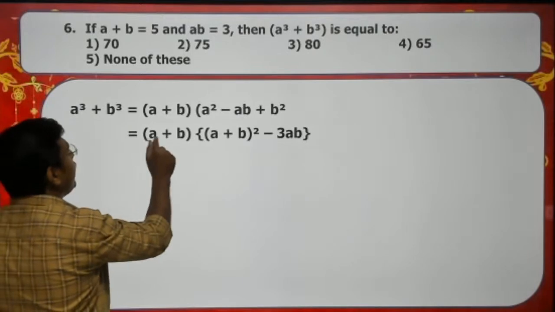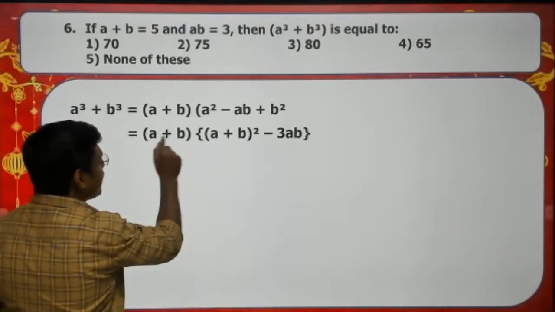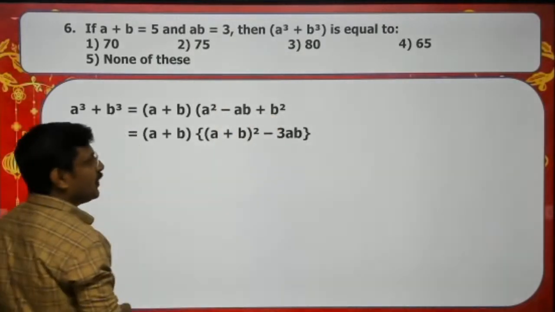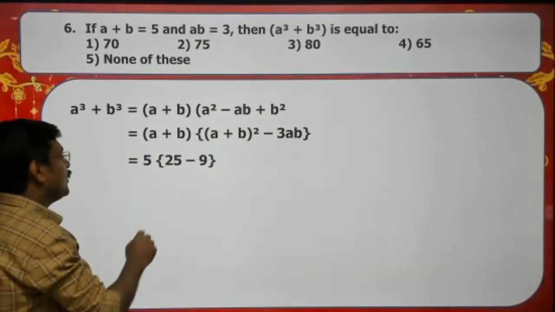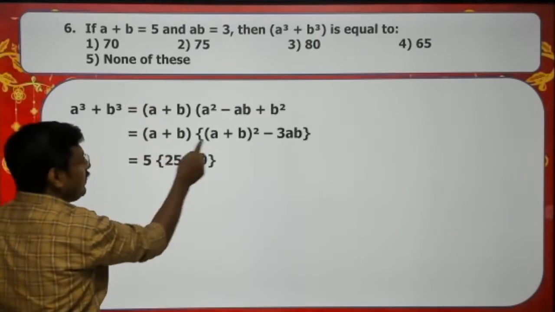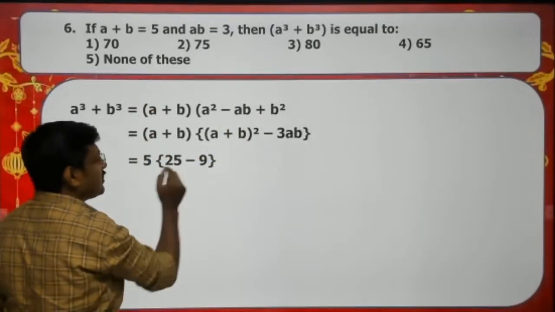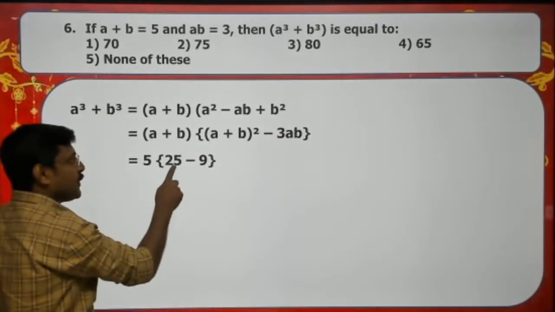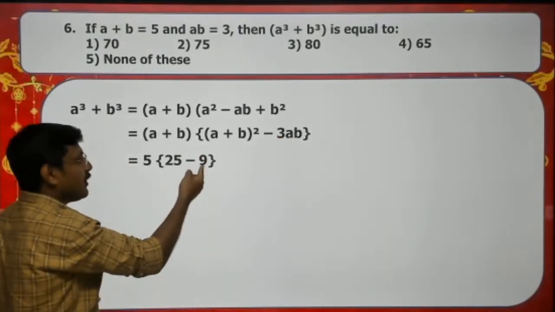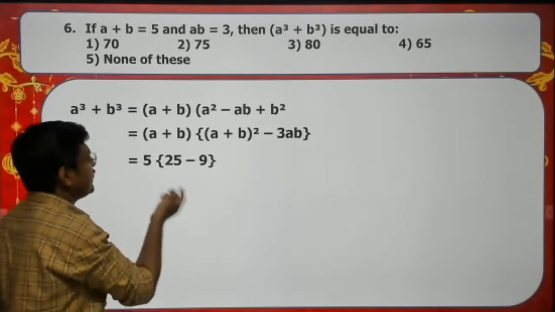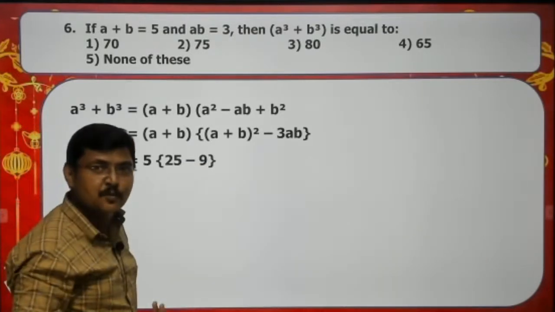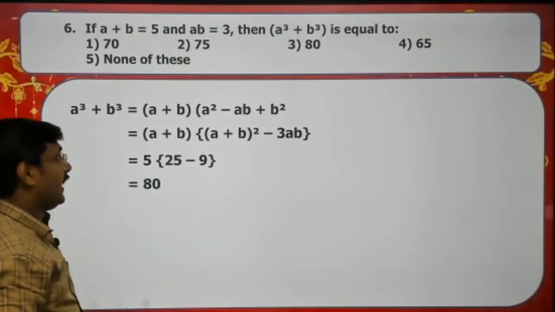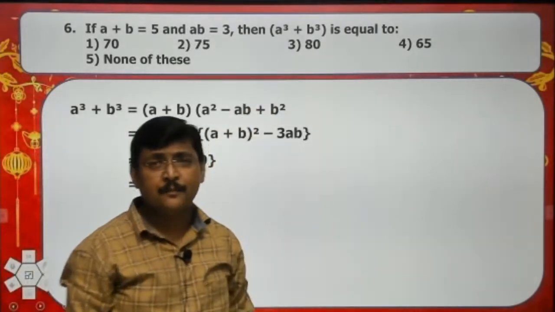We need to substitute a plus b is equal to 5. So this becomes 5 square minus 3 into ab, which is 3. As a result, the frame becomes this. So a plus b is 5, the whole square is 5 square, which is 25, minus 3 into 3, that is 9. So 25 minus 9 is 16. 16 into 5: 10 times 16 is 160. Half of 160 is 80. So for this question, the answer is option number 3, 80. Answer.